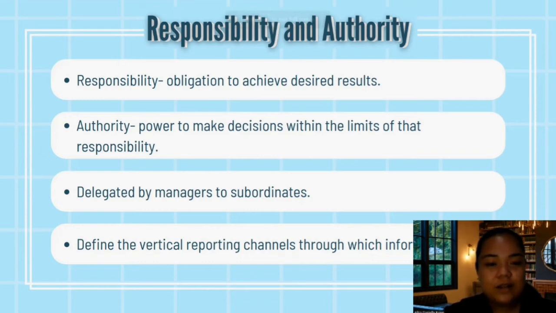Responsibility and authority. Let's have a quick definition of terms first. Responsibility is the obligation to achieve the desired results. Authority is the power to make decisions within the limits of that responsibility. This is delegated by managers to subordinates. It defines the vertical reporting channels through which information flows. The manager's location in the channel influences the scope and the detail of the information reported. Managers at a high level require more summarized information, while managers at a low level receive information that is more detailed.